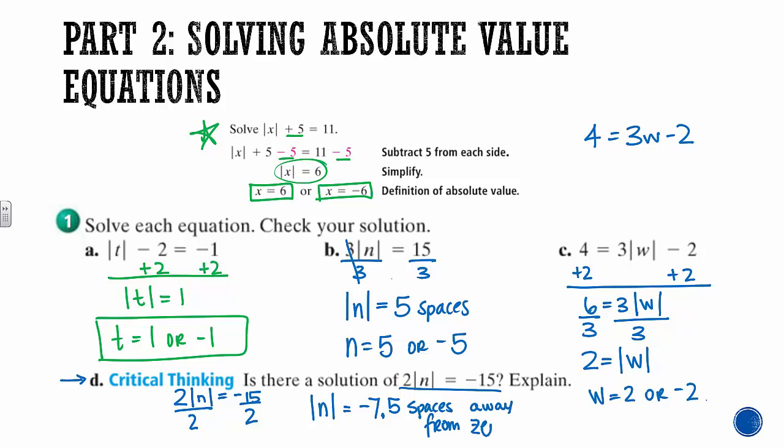And this cannot happen because you can't have negative distance. There is a negative 7.5, and it's to the left of 0, but you can't have that many spaces away from 0. So there is not a solution to this.